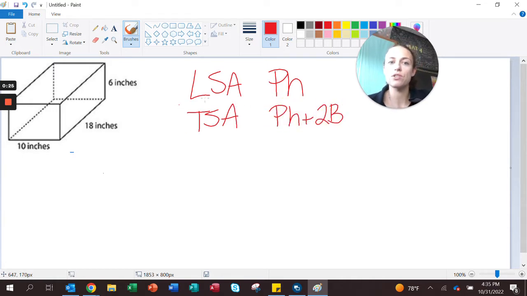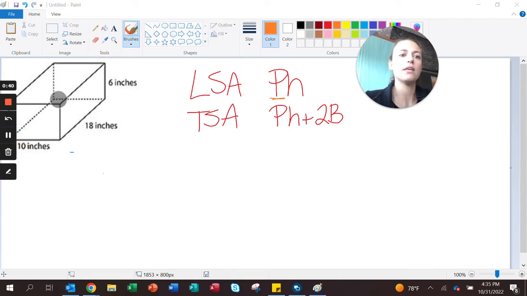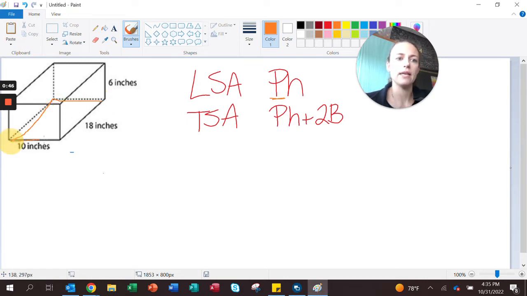So let's go ahead and get started with LSA, or lateral surface area, first. The first thing you want to do is find the perimeter of the base. So it's important to know what the base is. In a rectangular prism, your base is the rectangle that it is standing on. So in our case here, our rectangle is over here, and the bottom part is what I'm outlining. So the first thing I need to find is the perimeter of that base.